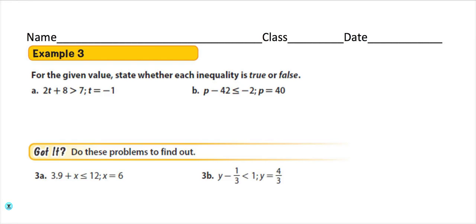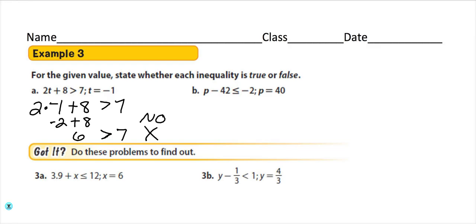Okay, for example 3, it says, for the given value, state whether each inequality is true or false. So they want us to plug in t as -1. So we're going to do 2 times -1 plus 8. And is that all greater than 7? Okay, well 2 times -1 would be -2 plus 8. And then that's going to be +6. So is 6 greater than 7? No. Oh, sorry, true or false? My bad. Let's follow directions. That would be false.